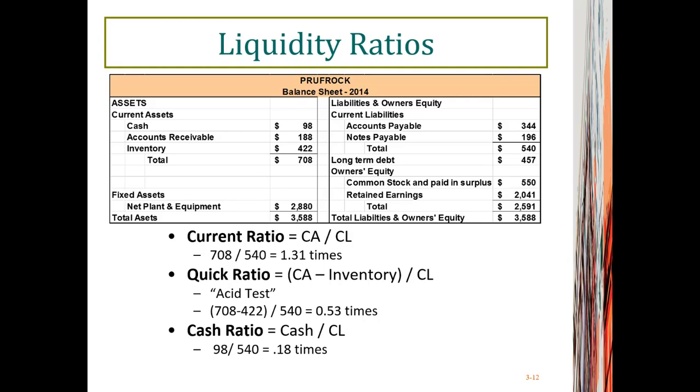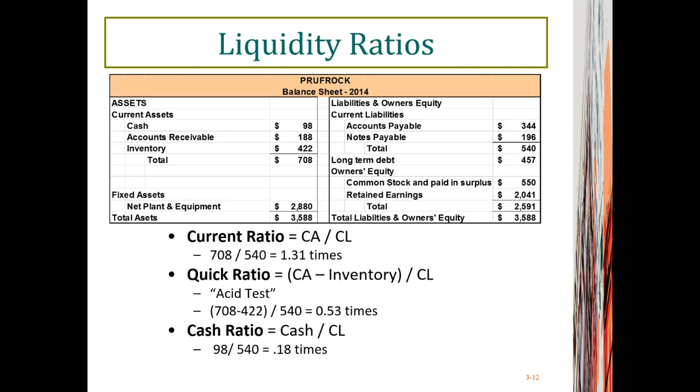Therefore, we exclude this item from our calculation to get another ratio called a quick ratio or acid ratio. And here the ratio is 0.53, which means the company may not have sufficient backup for its current liabilities if we exclude inventory from our consideration.